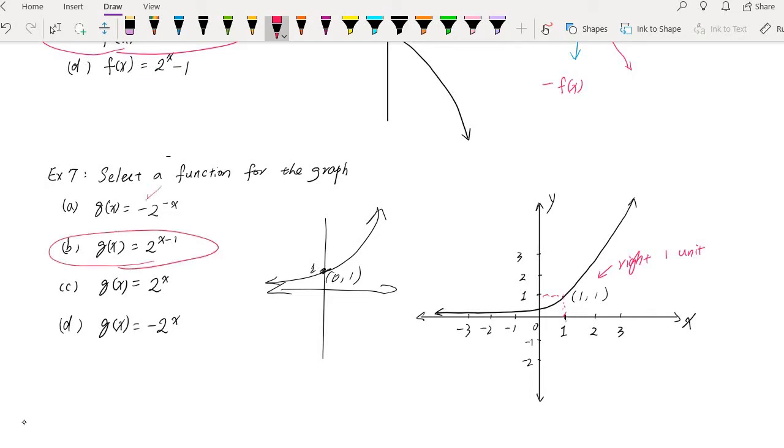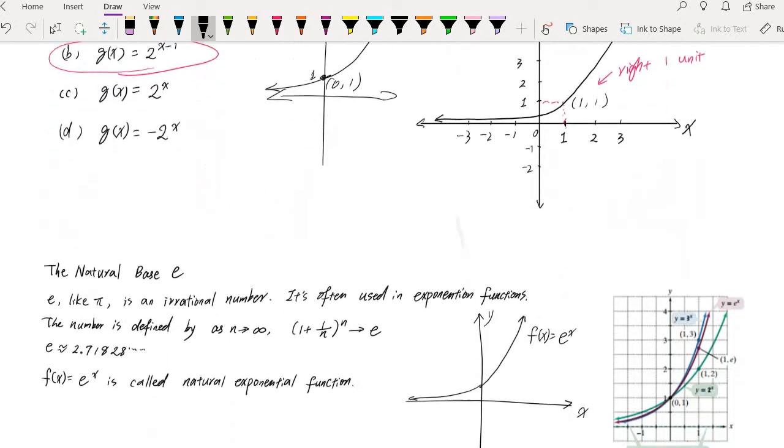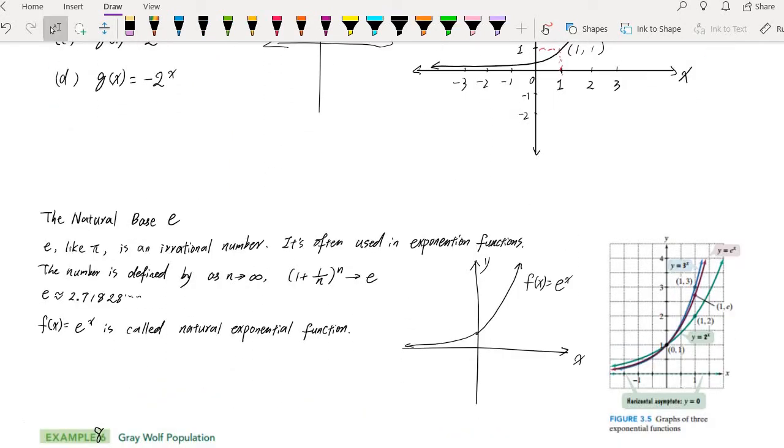If you look at your A, you're going to have an x-axis reflection. You also have a y-axis reflection right in there. If you look at the C, that's the original graph, and then D is a reflection about the x-axis, so B is our answer.